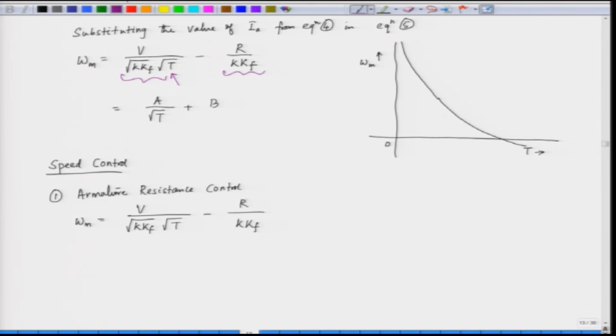Now, what we are trying to do here is change R. When we change R, how does the characteristic change? Torque is on the x axis and speed is on the y axis. Let us say we have the original characteristic like this.